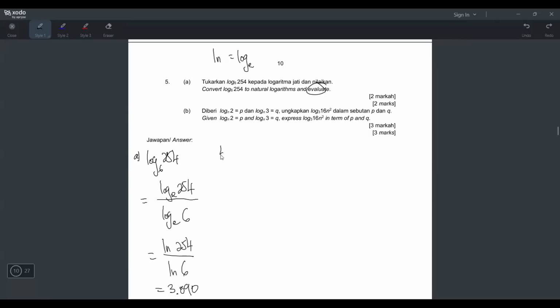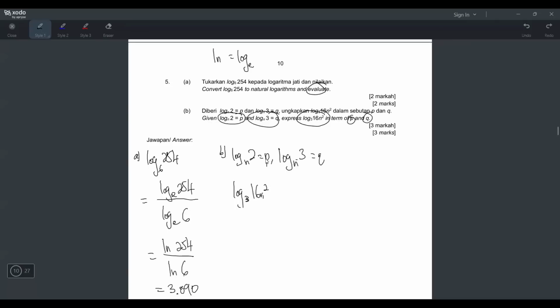Okay, all right. For B, what it says here, log 2 base n is P. Okay, this is information, right? And then what's the other information? Log 3 base n is Q. This is also information. And if you take note here, both the information, the log base is n, so it's good. It means that later if I want to use these two information, my log also has to be in base n, right? Okay, what they want now, express log base 3 of 16n square in terms of p and q.